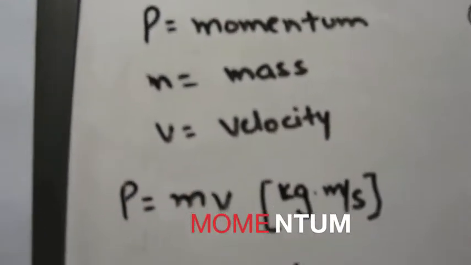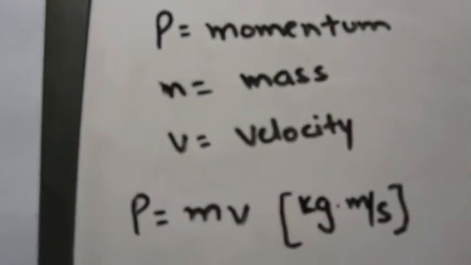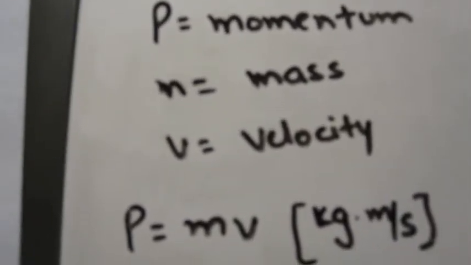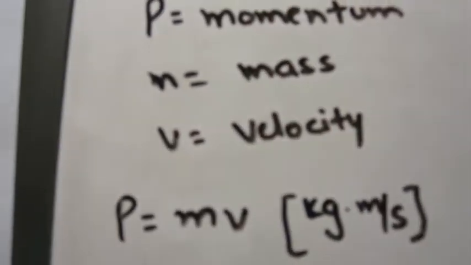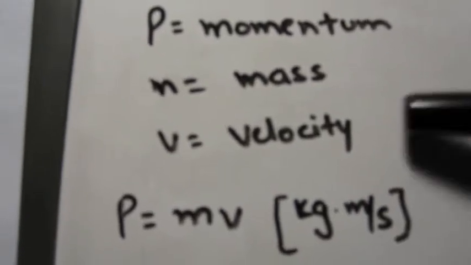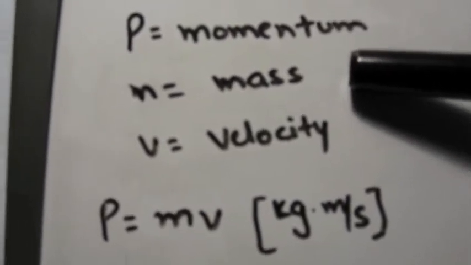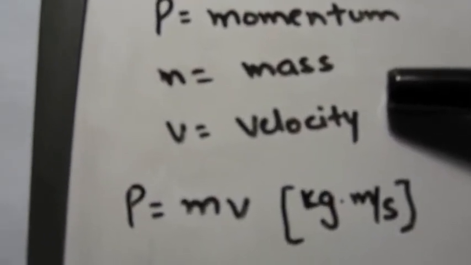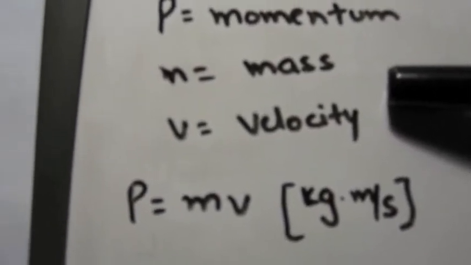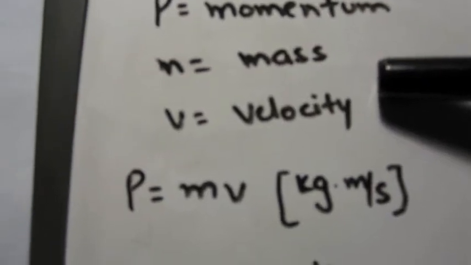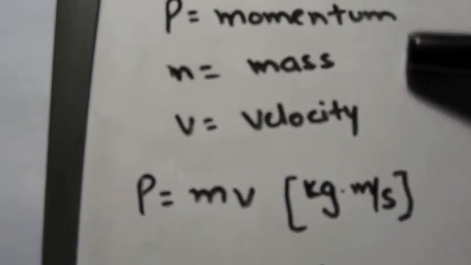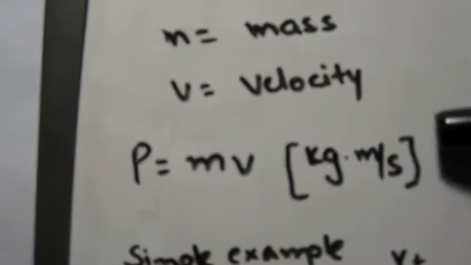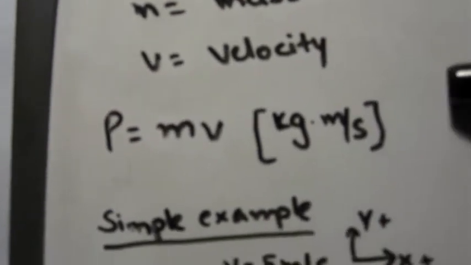Hey guys, today I'm going to talk about momentum, and momentum is something that's defined by mass and velocity. So let's say you want to find the momentum of a ball. You'll need the mass of the ball and the velocity that it's thrown at, or simply the velocity, and by using this formula you'll find the momentum of that ball or any object.